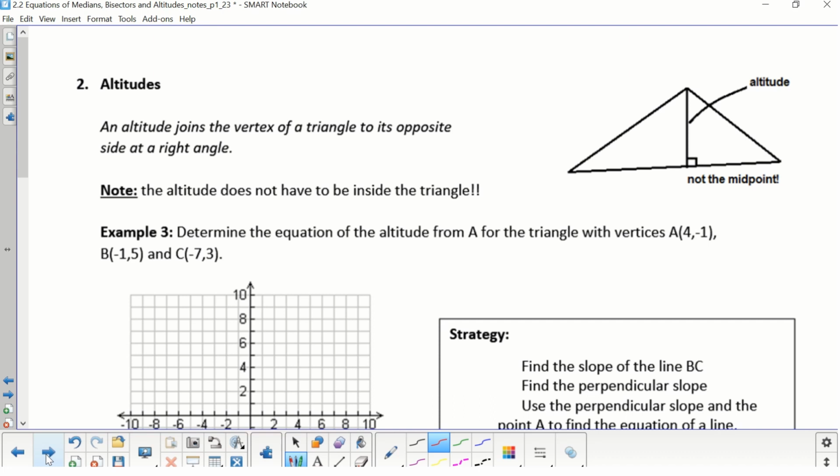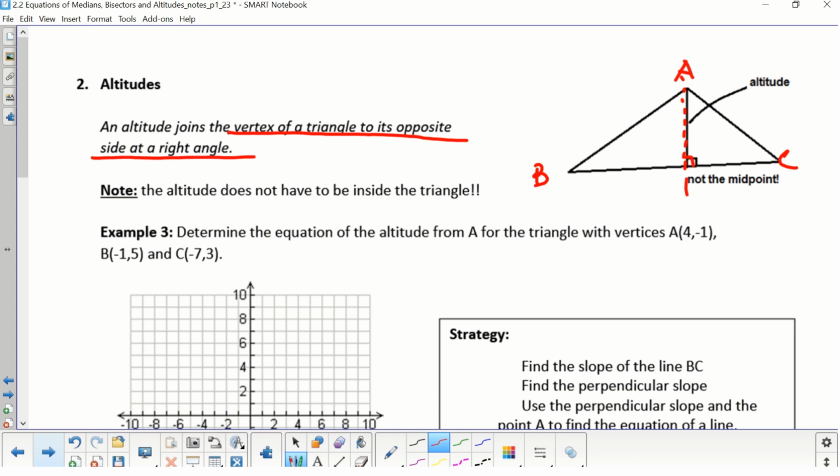Altitude means drawing from the vertex of a triangle to its opposite side at 90 degrees. So from this vertex, then we draw a perpendicular line to BC.